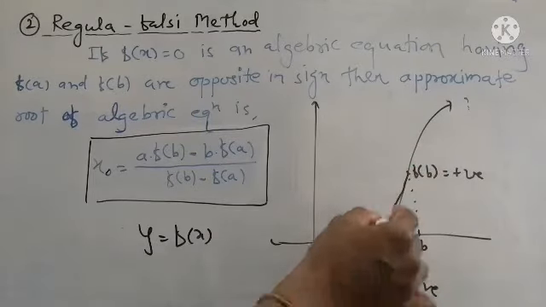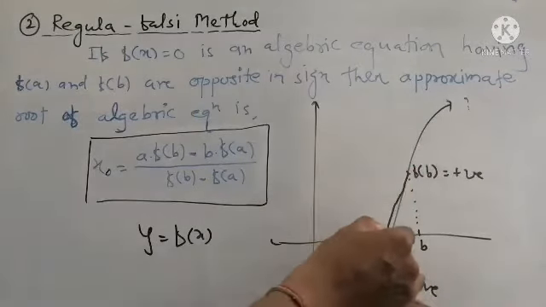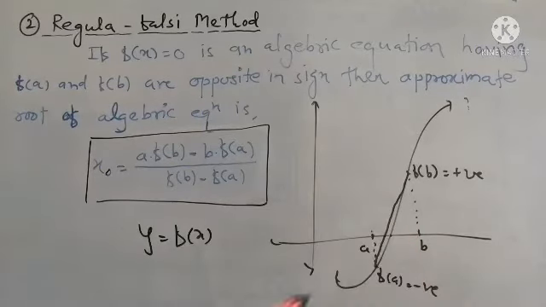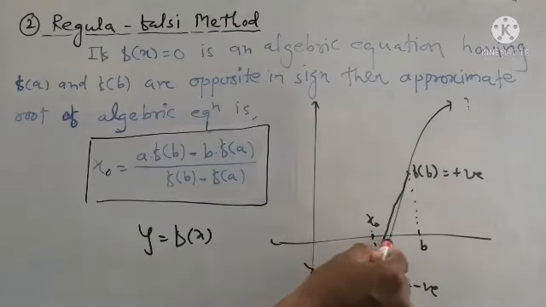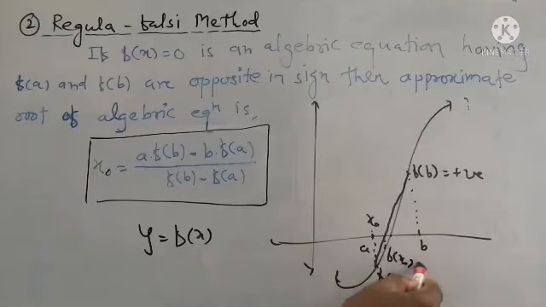As we join them, the line cuts the x-axis at a point, and this point is x naught, which is calculated by this formula. Now we evaluate f of x naught. Here f of x naught is not equal to 0, as it is negative. So f of x naught is not a root, so we define the next interval.